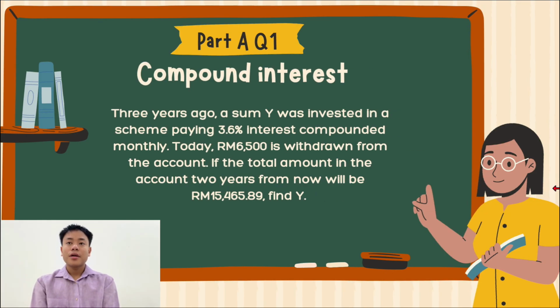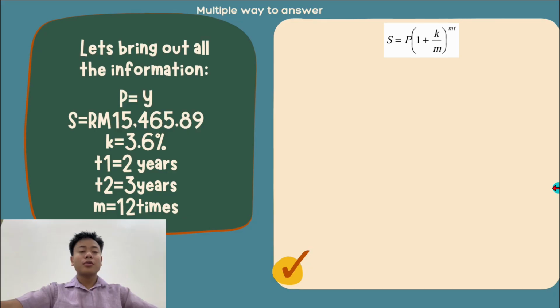Part A, question 1. 3 years ago, a sum Y was invested in a scheme paying 3.6% interest compounded monthly. Today, 6,500 is withdrawn from the account. If the total amount in the account 2 years from now will be RM15,465.89, find Y.